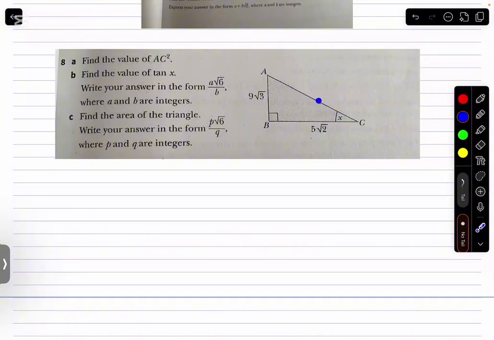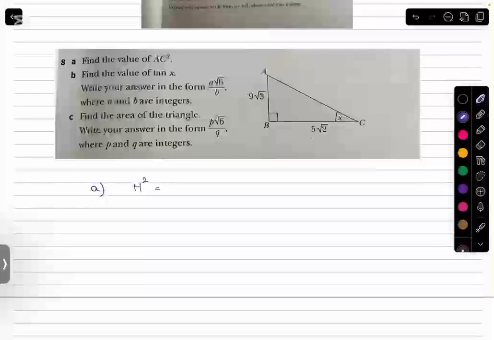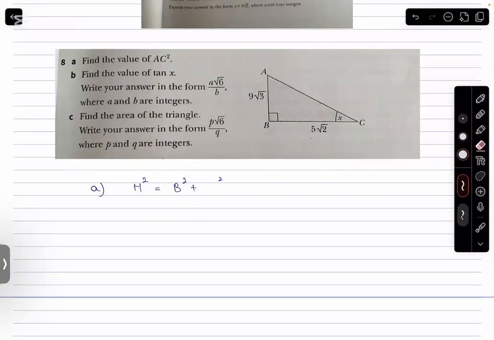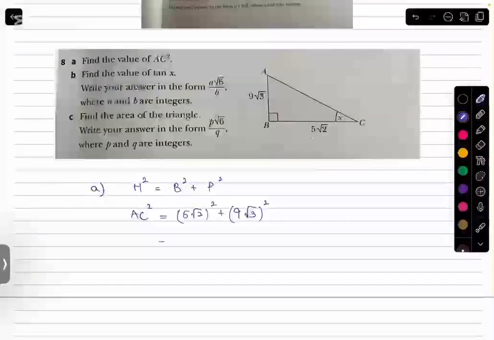AC square, मुझे hypotenuse square find करना है, right? So here I should be using the Pythagoras theorem, and I should say that h square is equal to b square plus p square. ऐसे ही है? Yes. ठीक है, अब what is h? It's AC the whole square, and this is what they are asking us. B square is 5 root 2 the whole squared, and then perpendicular is 9 root 3 the whole squared. ठीक है, so give me the answer.